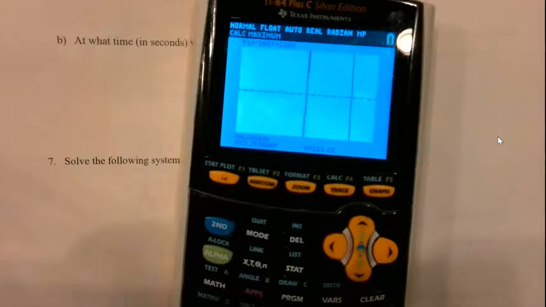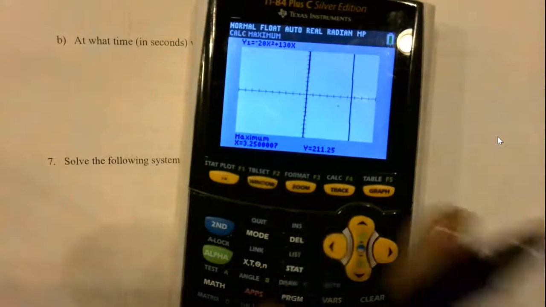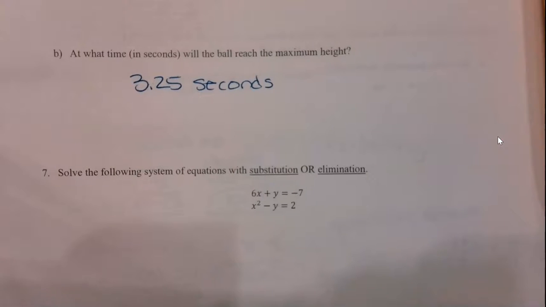Okay, it wants to know time in seconds. So if I go back, this would be my x value. So 3.25 seconds. And that's it for this question.